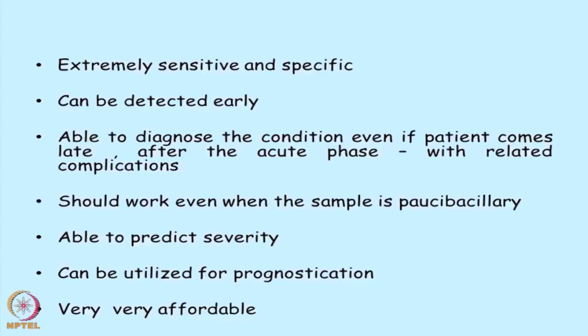For example, infection like leptospirosis causes kidney injury. So if your patient comes after 3 weeks just with the kidney injury, you're able to still diagnose leptospirosis as the cause and not subject the patient to unnecessary kidney biopsy and other tests. A test which is able to work even when the sample is paucibacillary, that means when there are very few bacilli. A test which is able to predict the severity. A test which can be utilized for prognostication, that means prognosis, whether this patient is going to recover or not.